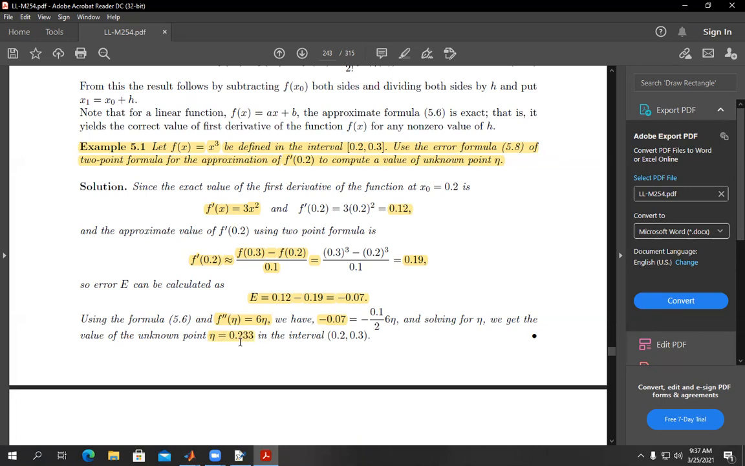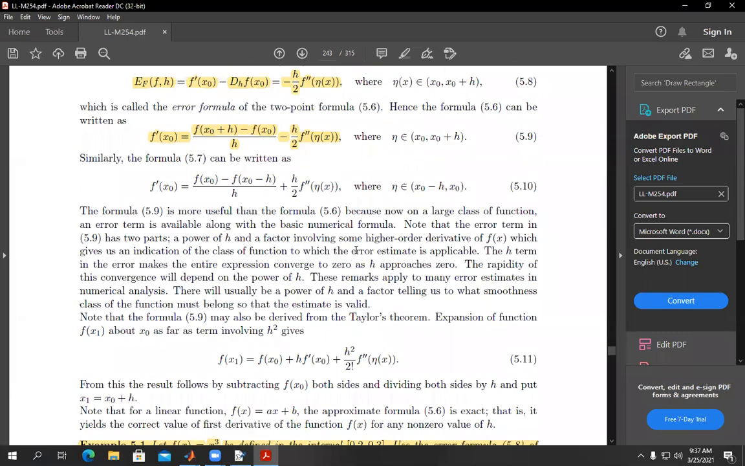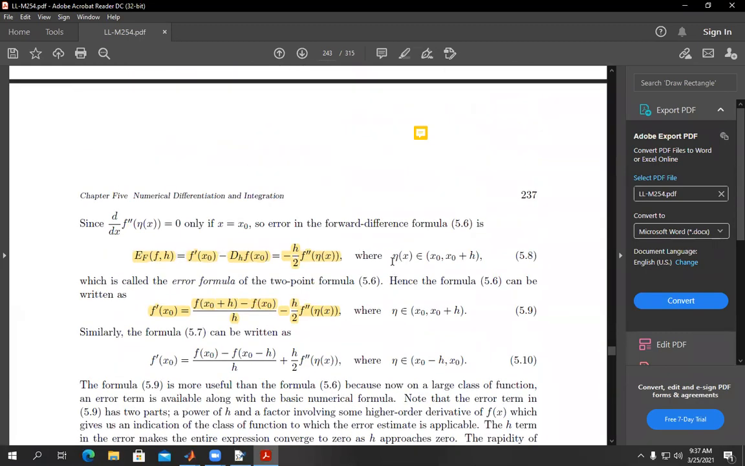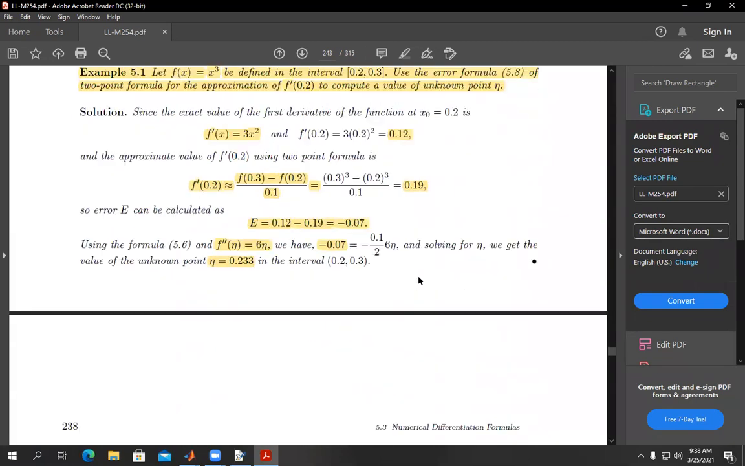And the eta answer must be between 0.2 and 0.3 because this is a condition given. Eta is between x0 and x1. If it is not coming like this, something is wrong with your calculation. But thankfully, we have this one.